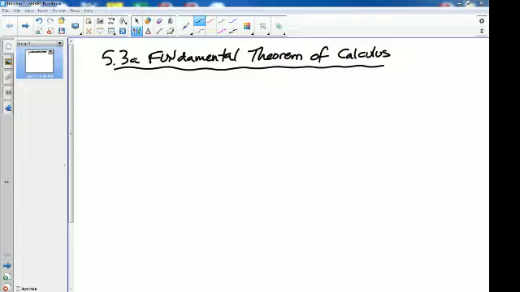Okay. So we're going to start with what you already know. We've been calculating integrals quite regularly lately, right? So let's start with this.